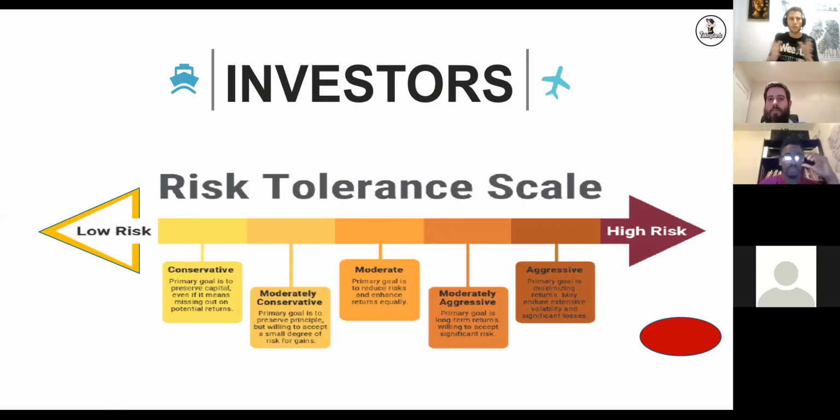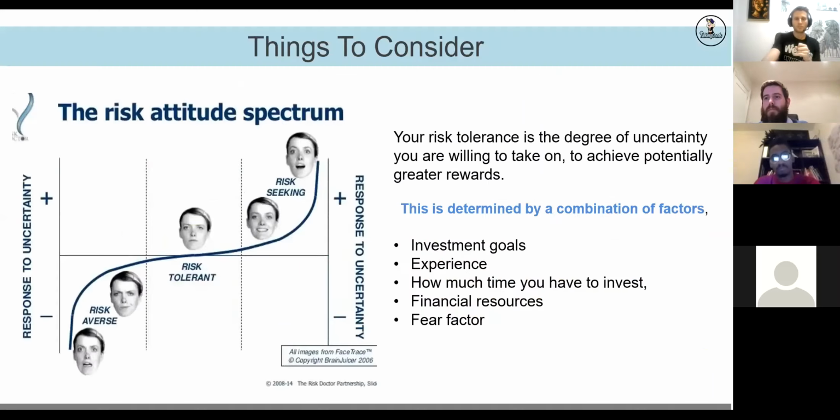So depending on a few circumstances, like your investment goals, the experience that you have, your financial resources that are available to you, the time you have for your investment to mature, and also your fear factor. So depending on how old you are, how close you are to retirement, that will influence your decision of where you're going to move your money or allocate capital.